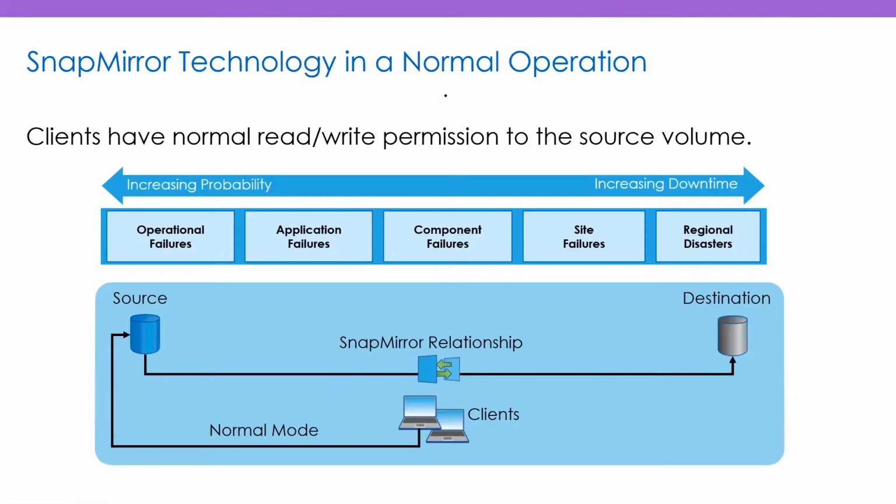Everything is behaving normally, and clients have read-write access to my source, and they have read-only access to the destination in case you would like people to come here and do tape backups. But clients are mainly connecting to the source, working on it and doing read-write operations. My mirror relationship is set up healthy and working nicely, and you will love it if it stays like this.